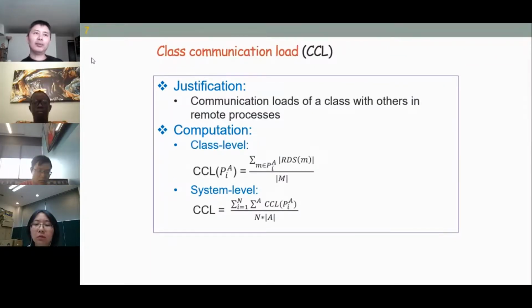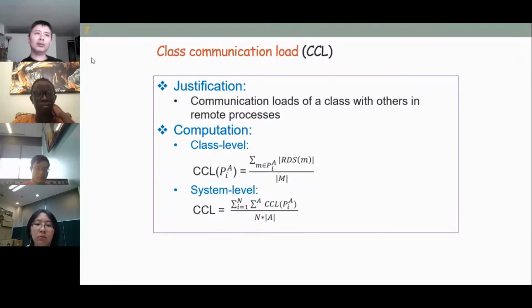The fifth IPC metric I introduced is CCL, class communication load. The idea is to measure the communication loads of a class communicating with others in all remote processes. I define and compute CCL at the class level and system level.